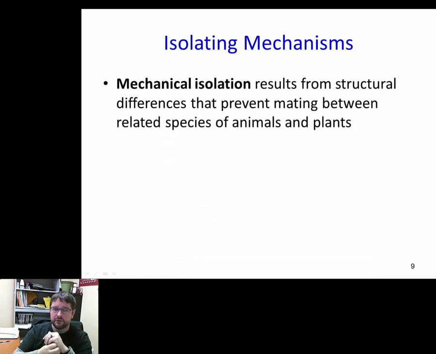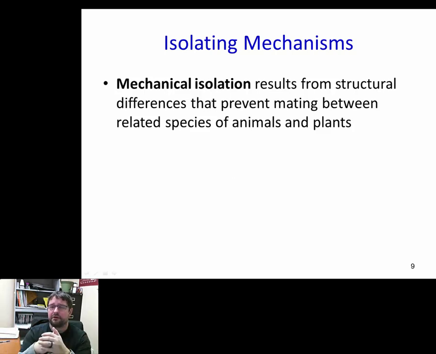Mechanical isolation really just depends on the group of organisms. A lot of times this could be just that the pieces don't fit. In other words, the penis doesn't fit in the vagina. Maybe it's not long enough, or it doesn't have enough projections off of it to entice mating.